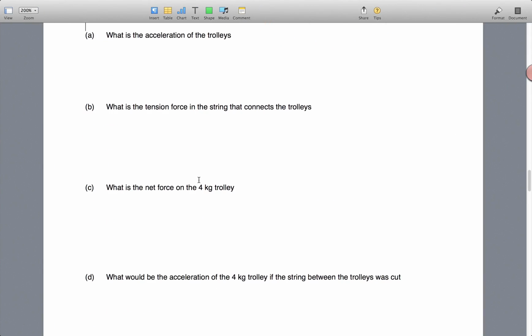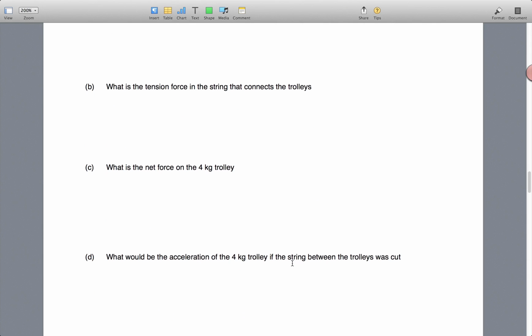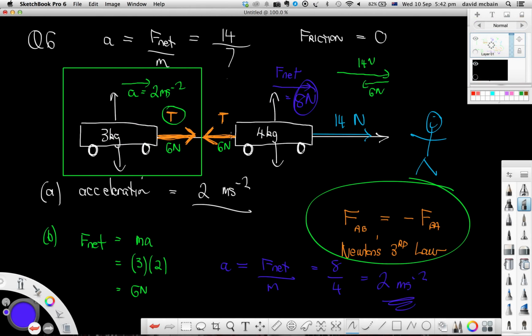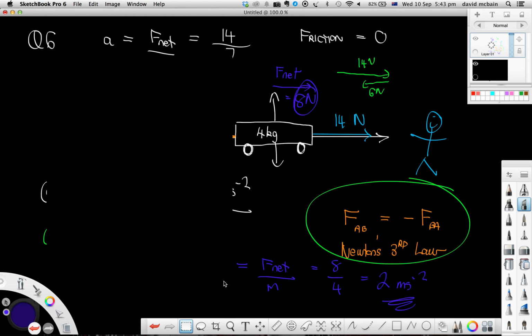No, one more. What would be the acceleration of the 4 kilogram trolley if the string between the trolleys was cut? Okay. Well, if we cut this string here, then what we're effectively doing is getting rid of all of that.